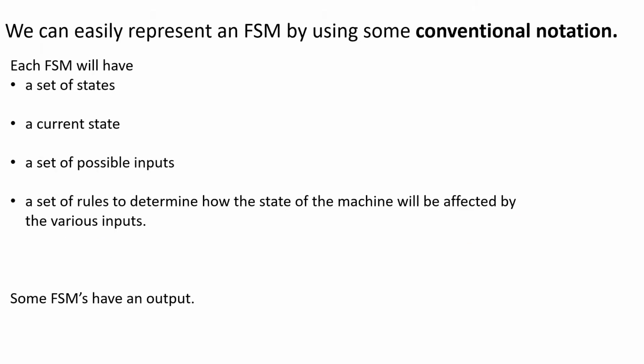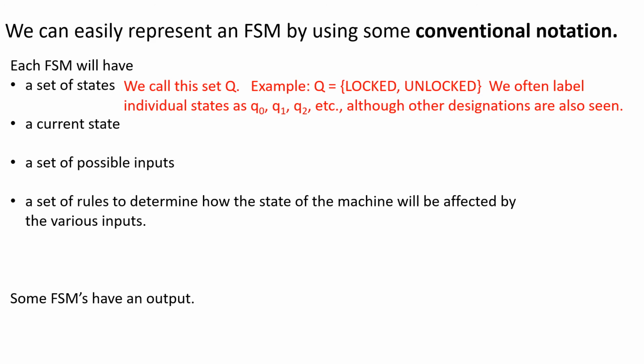But before we do that, let's go ahead and talk about some notation. Usually when we're talking about finite state machines, we denote states, inputs, and the set of rules with certain letters and notation. I just wanted to go through that and show you what those are. So the set of states, again, for the turnstile, would be locked and unlocked.